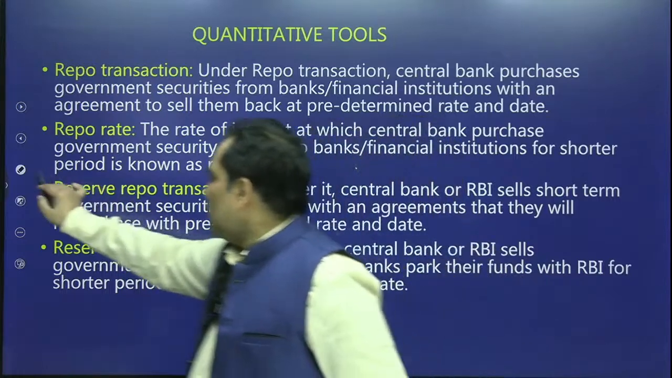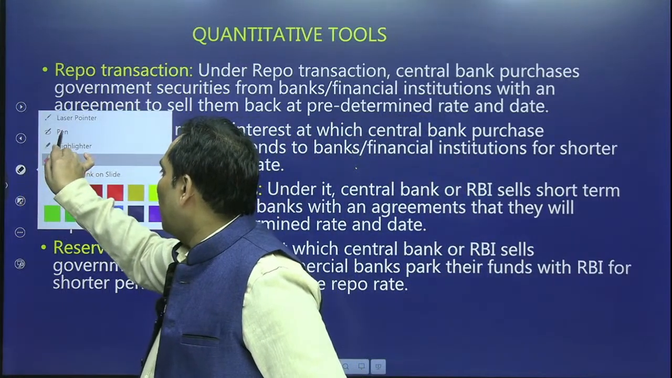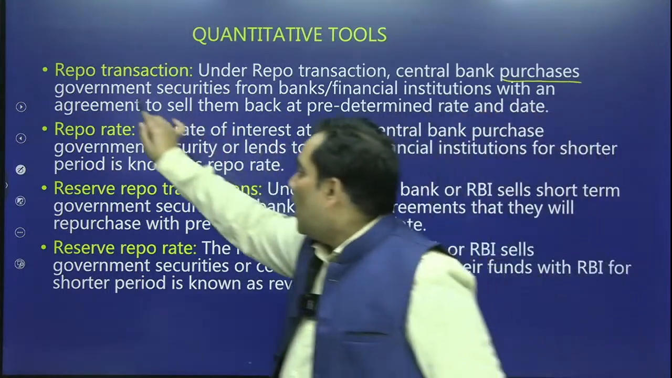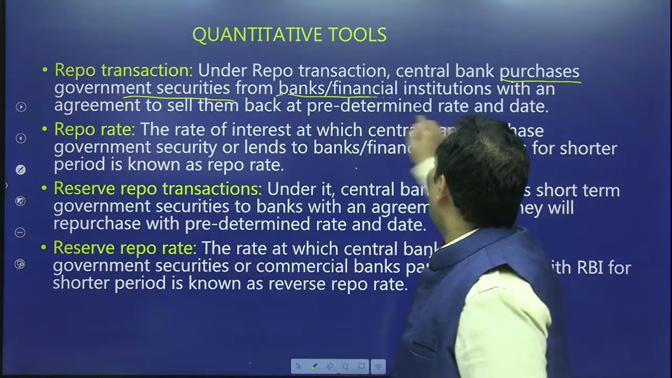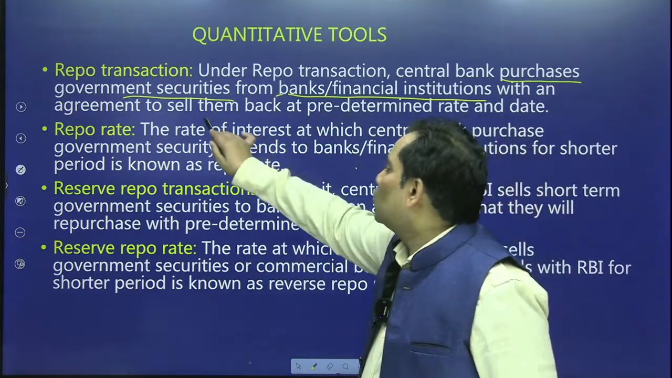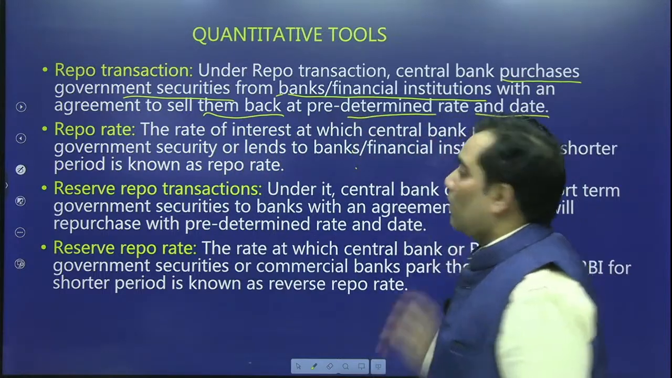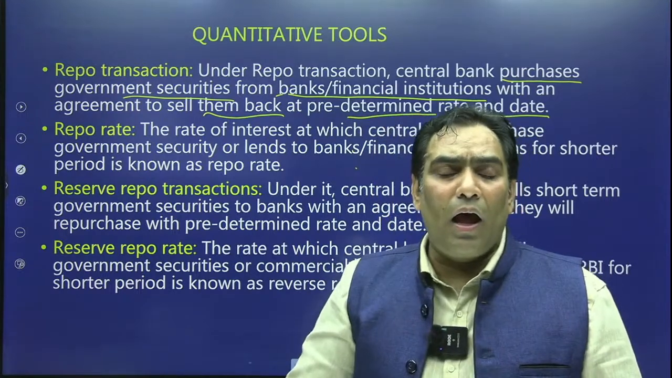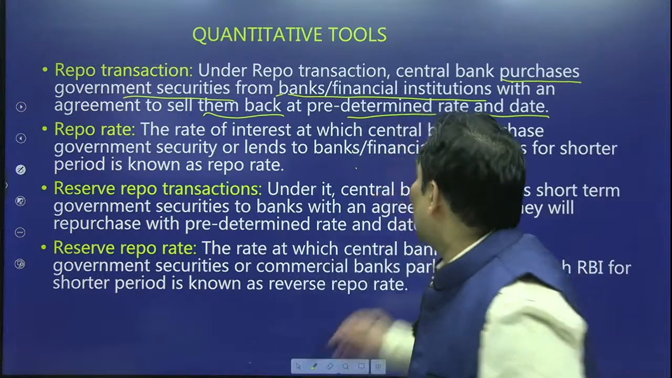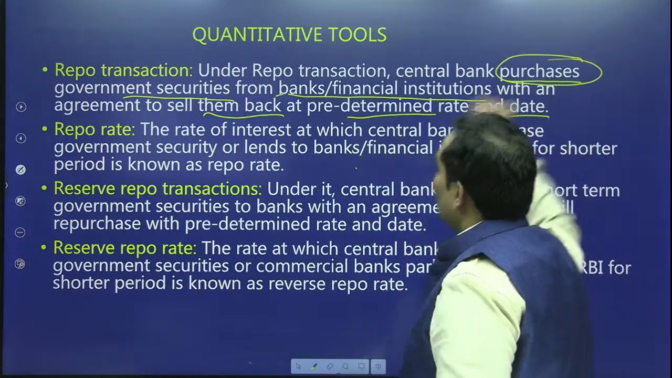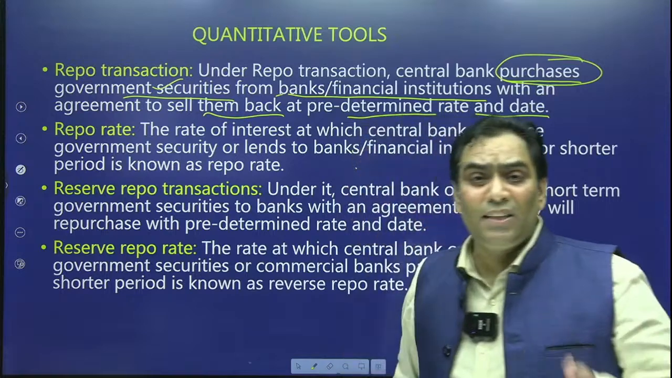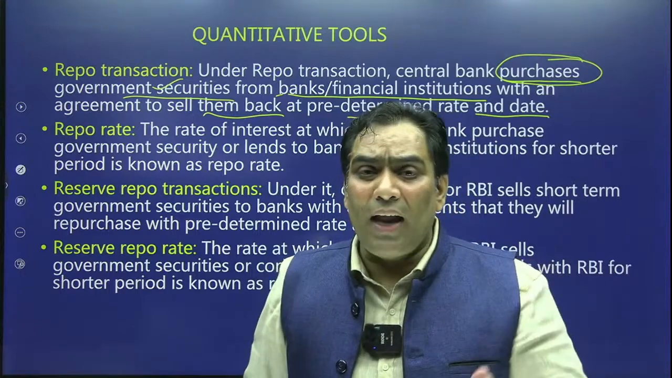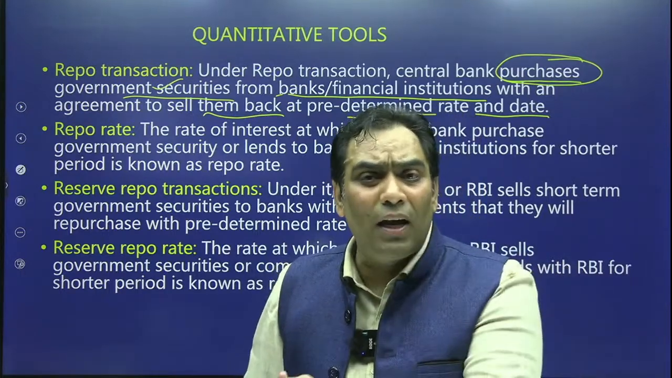What is a repo transaction? First let me read it for you. Under a repo transaction, the central bank purchases government securities from banks or financial institutions with an agreement to sell them back at a predetermined rate and date. So in a repo transaction, RBI purchases, be very clear, purchases the government security. When RBI purchases, there should be an increase in money supply.